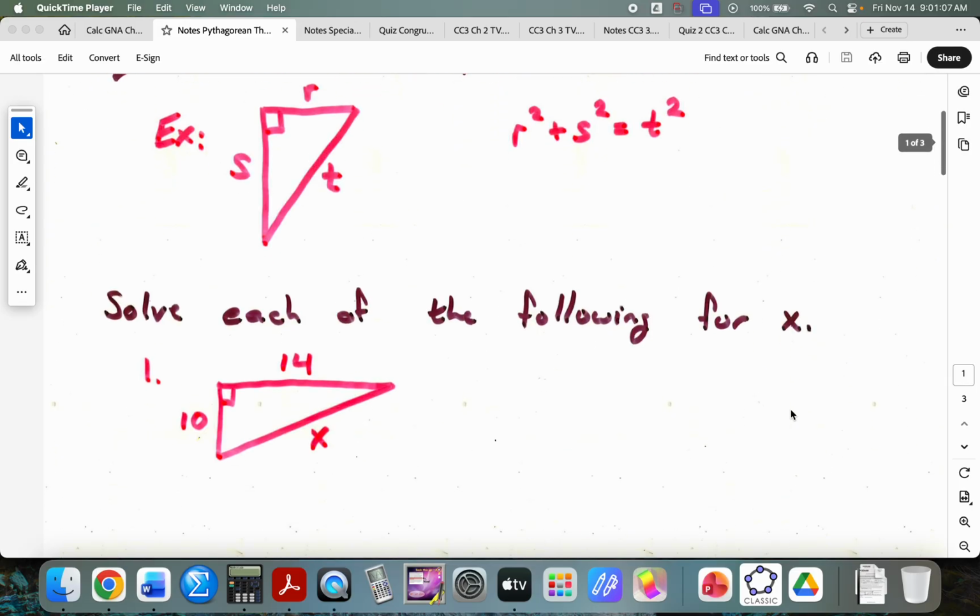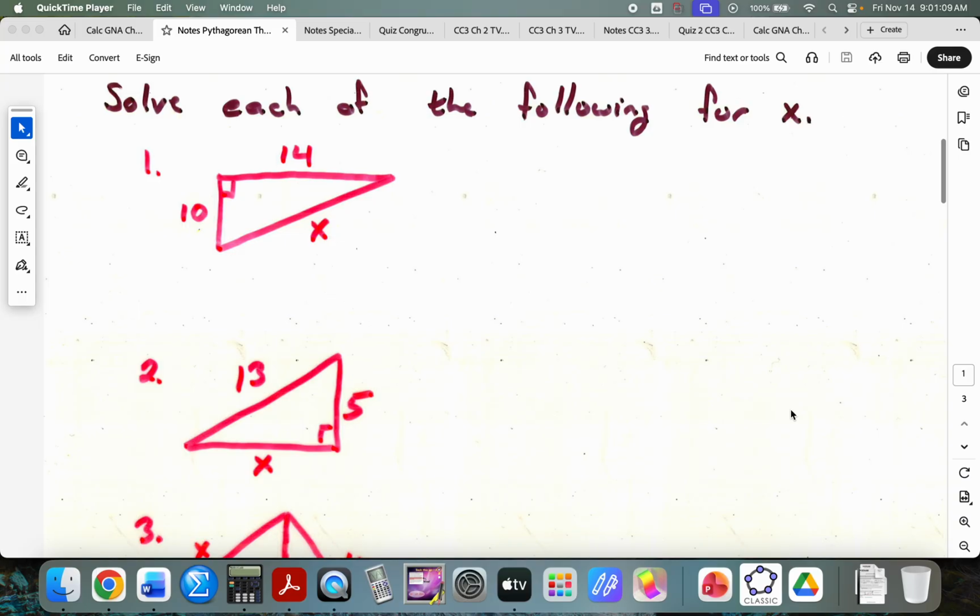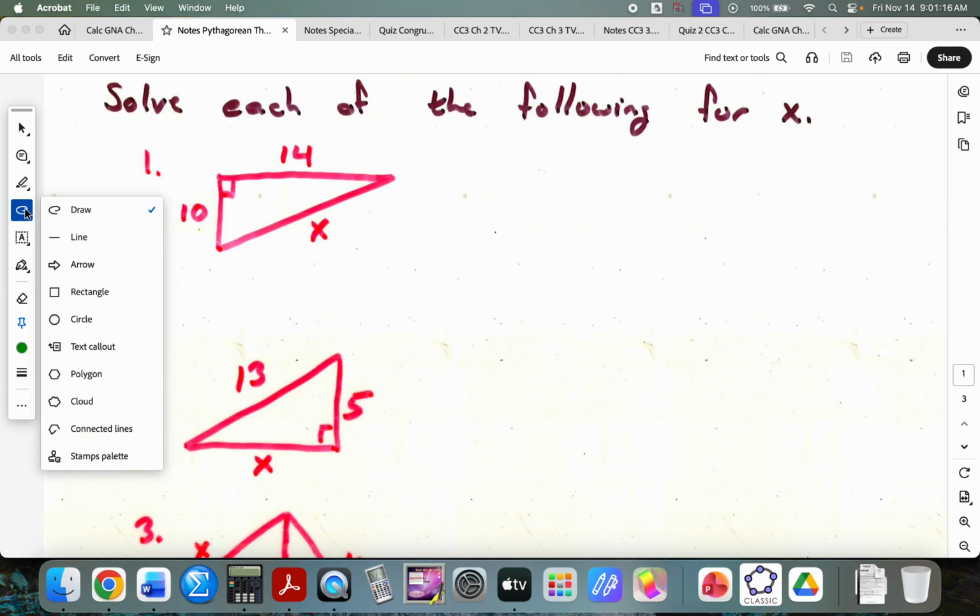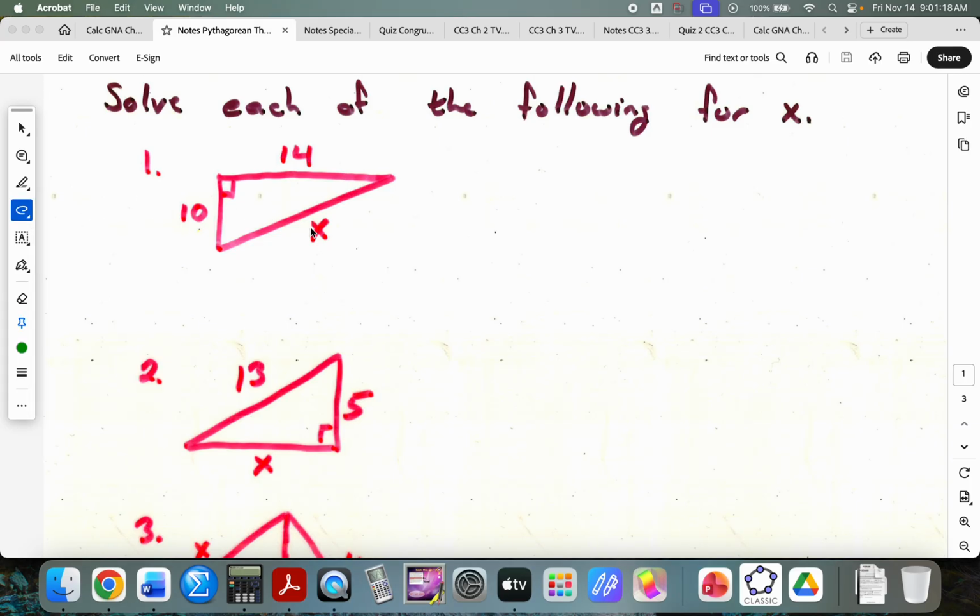So let's do a couple of problems. So here, our hypotenuse is x. You don't have to write it down, but you always have to identify which side is the hypotenuse because that's the one that goes by itself. So this will be 10 squared plus 14 squared is equal to x squared.